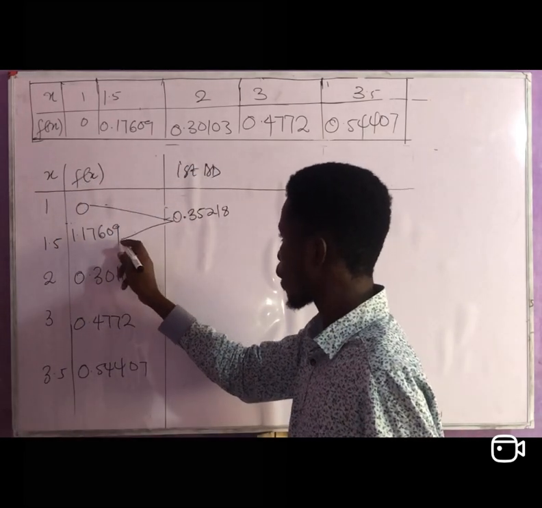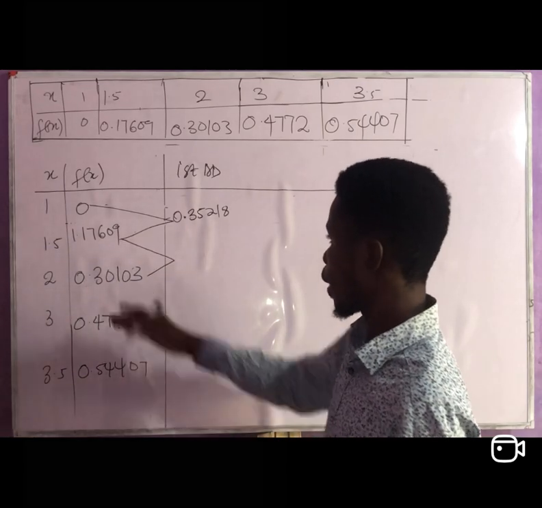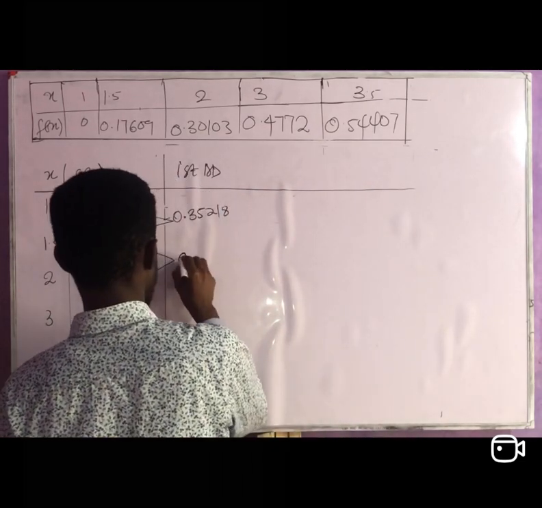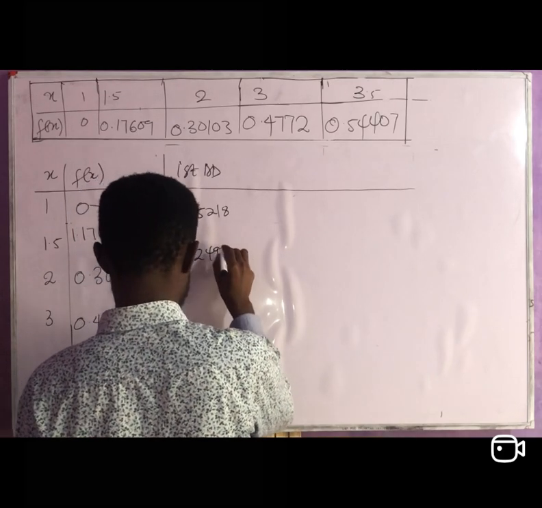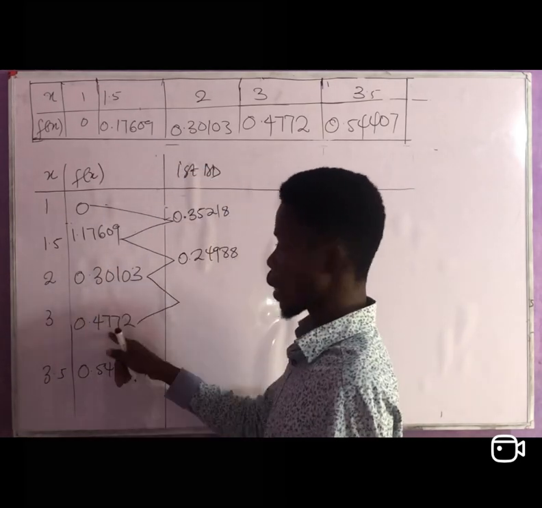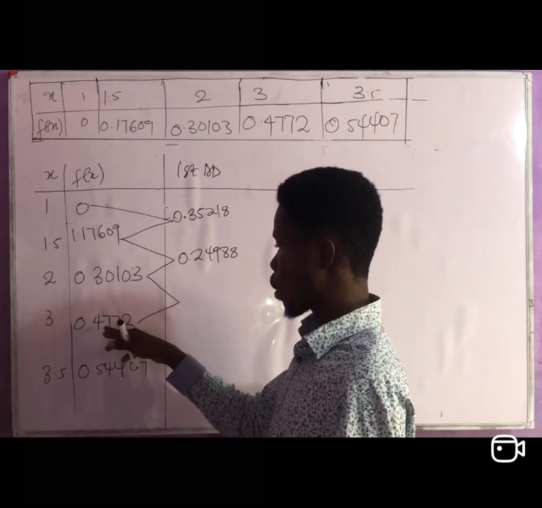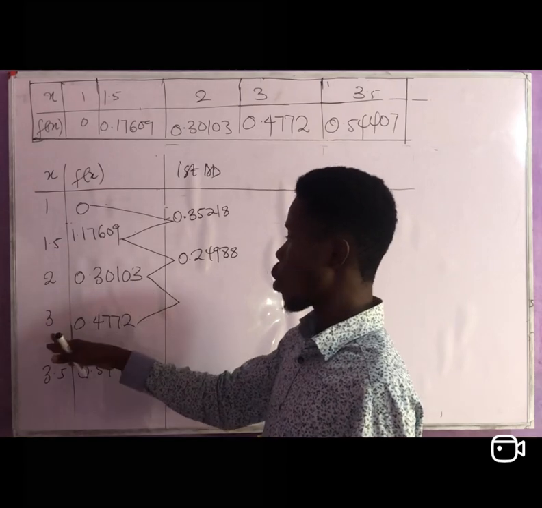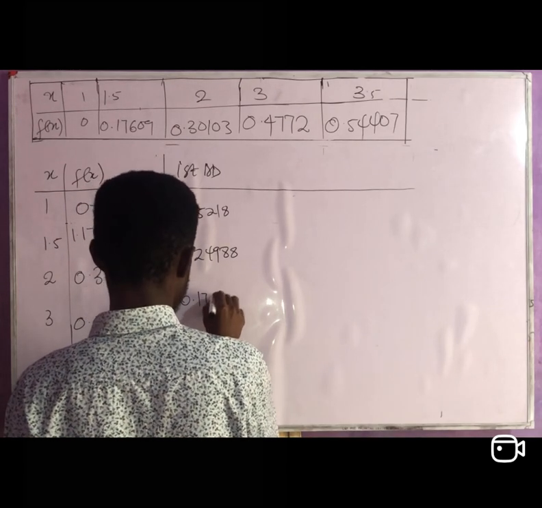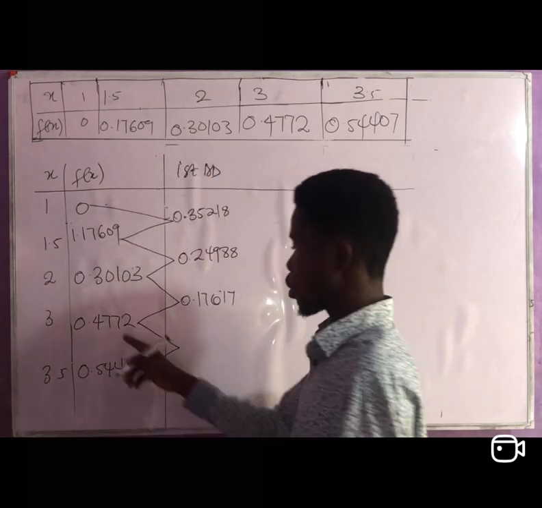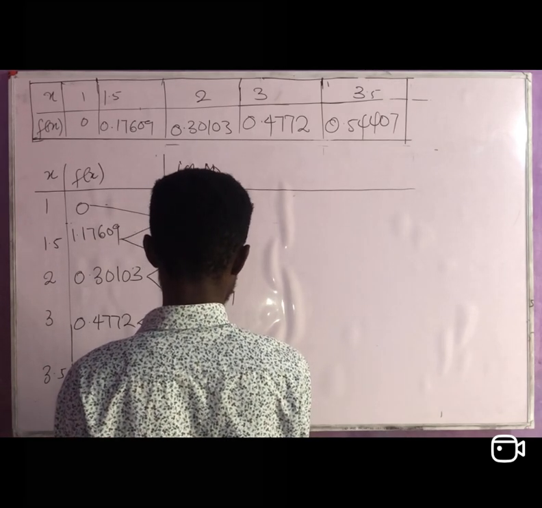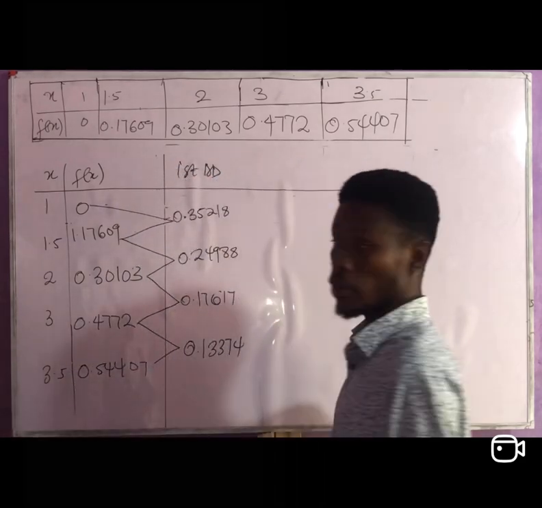Then you pick the ending point to become the initial point for the next one, and there you take their difference over the difference of that. If you do that, we have 0.24988. Then we also take this and that, and we take their difference. How do you take the difference? 0.472 minus 0.30103 over 3 minus 2. And if you do it well, you are getting 0.17617. The same thing here will give you 0.13374. Is that okay? So you are done.